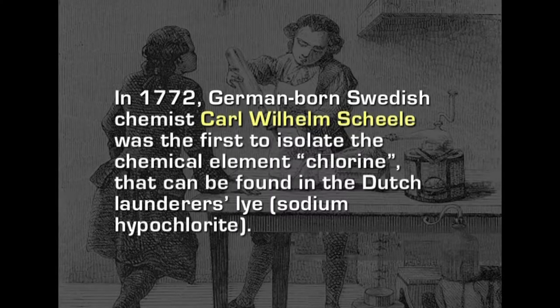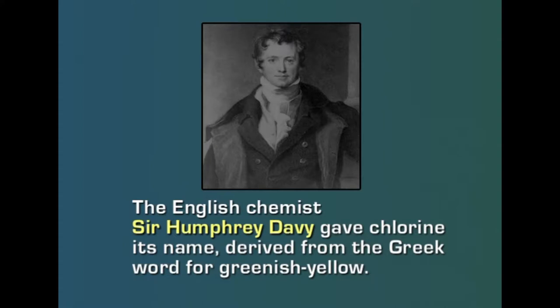In 1772, German-born Swedish chemist Carl Wilhelm Scheele was the first to isolate the chemical element called chlorine, which can be found in the Dutch launderer's lye, commonly called sodium hypochlorite. Chlorine became an essential ingredient in subsequent modern bleachers. The English chemist Sir Humphry Davy gave chlorine its name, derived from the Greek word for greenish yellow.